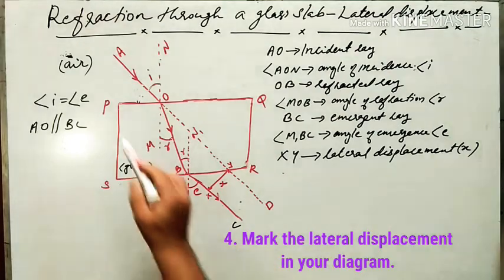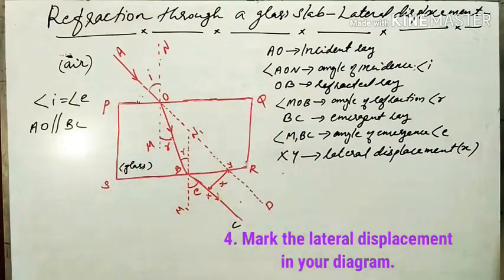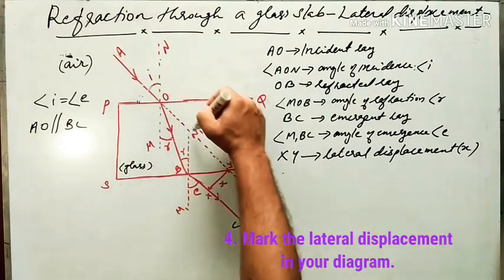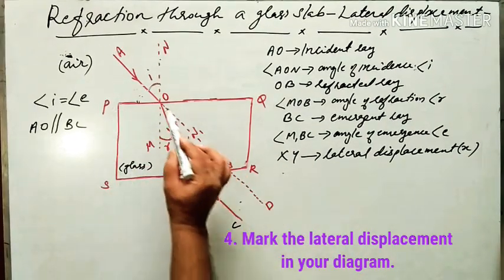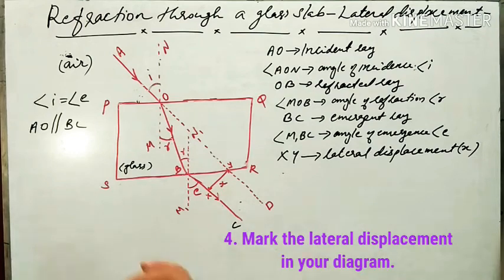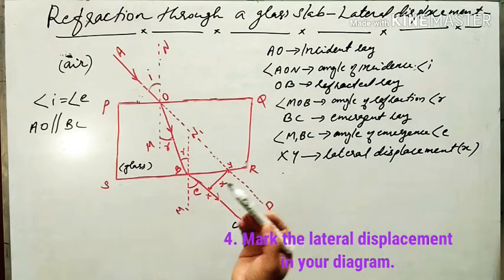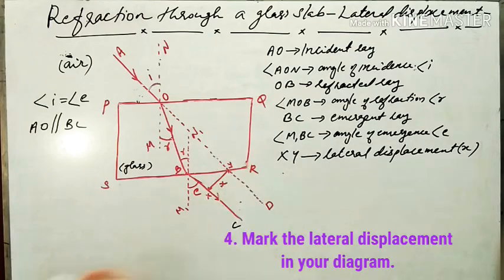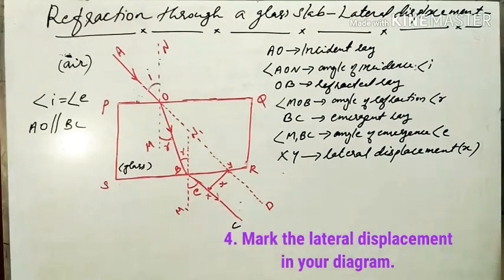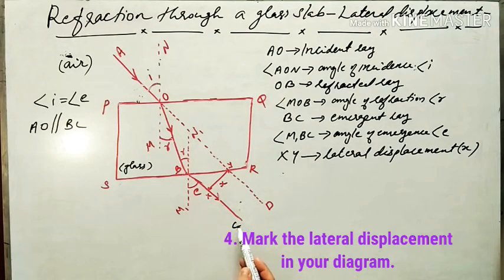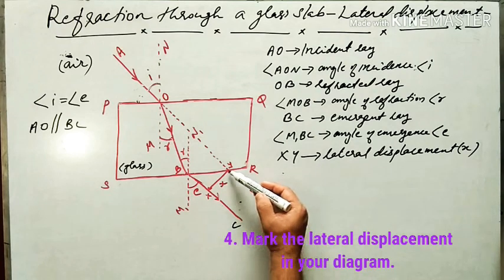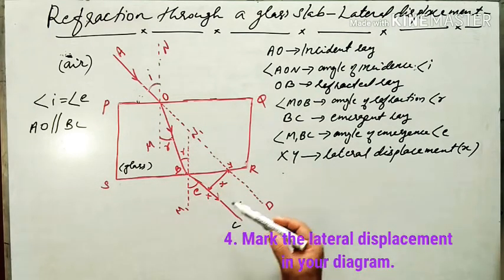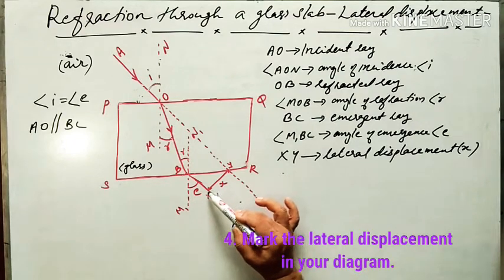Imagine that there was no glass slab. What would have happened? The light ray, the incident ray AO, would have traveled in a straight line. Since you have introduced a glass slab on the path of light, the medium is changed, the refractive index is changed, the speed has changed, so light has changed its direction from its original path. So I can say that the emergent ray has got displaced from its original path, and I can see what the displacement is.